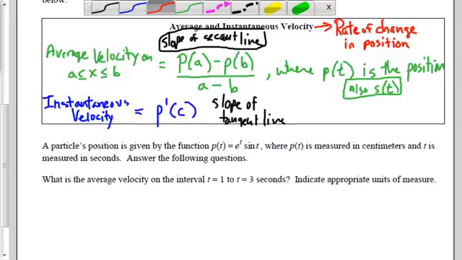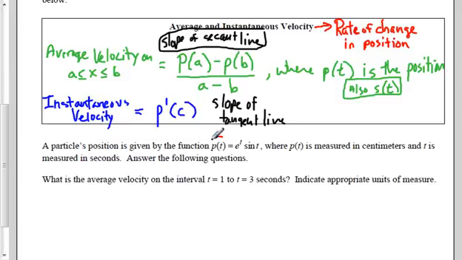A particle's position is given by the function P of t equals e to the t times sine t, right here, where P of t is measured in centimeters. Again, P of t is the position function, and t is measured in seconds, so for time. Answer the following questions. What is the average velocity? Okay, so I'm looking for the slope of the secant line on this interval, t equals 1 to t equals 3.